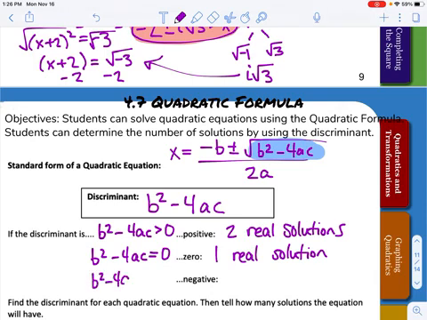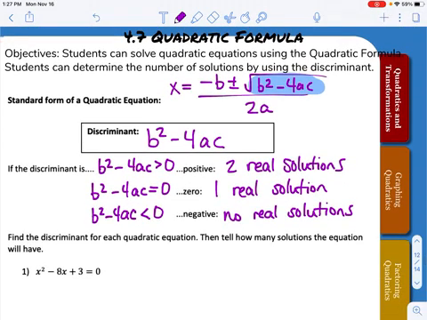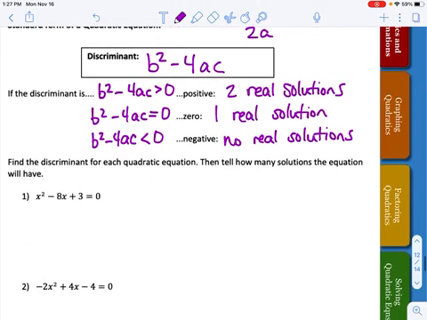If b squared minus 4ac is less than 0 or negative, there are no real solutions or no real roots. Just a bunch of different ways to say it. This means we would have imaginary solutions. It doesn't ever cross the graph at the x-axis.